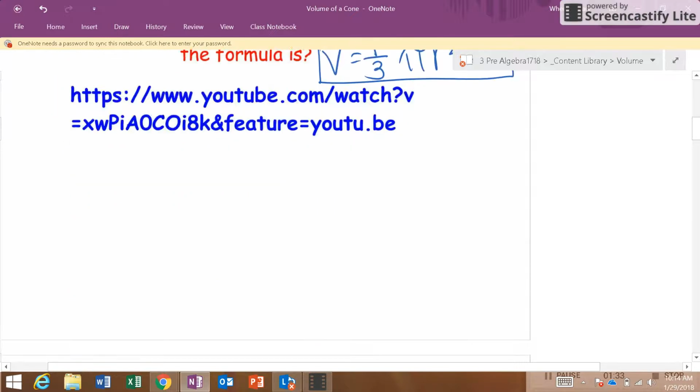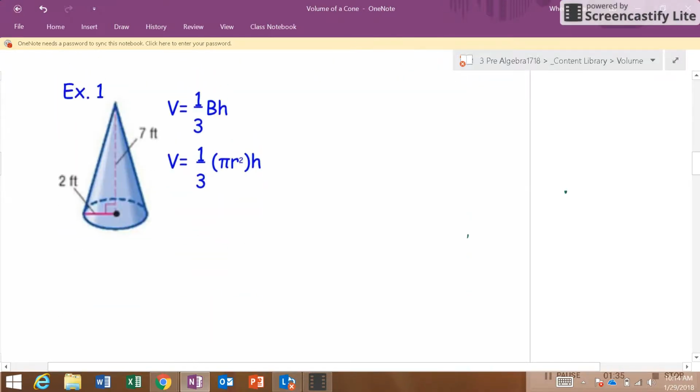We just have a 1/3 out front. So this capital B just stands for base area. You really don't have to write that. We're replacing the base area with pi r squared.